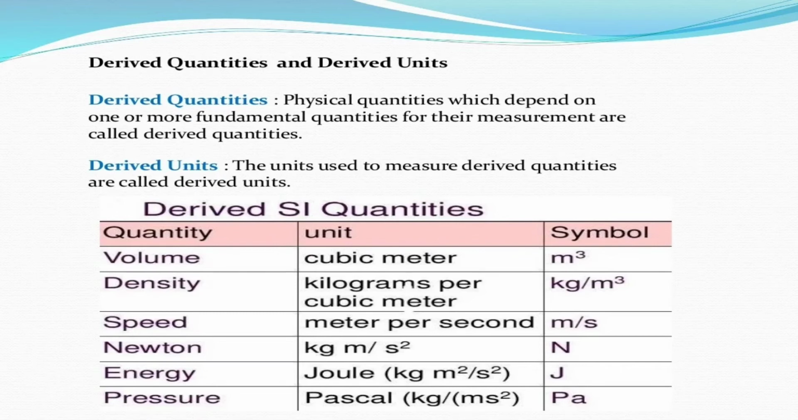For the quantity force, the unit is newton, kg meter per second square, and the symbol is capital N. For energy, it is joule and the symbol is capital J. For pressure, the unit is pascal and the symbol is Pa.